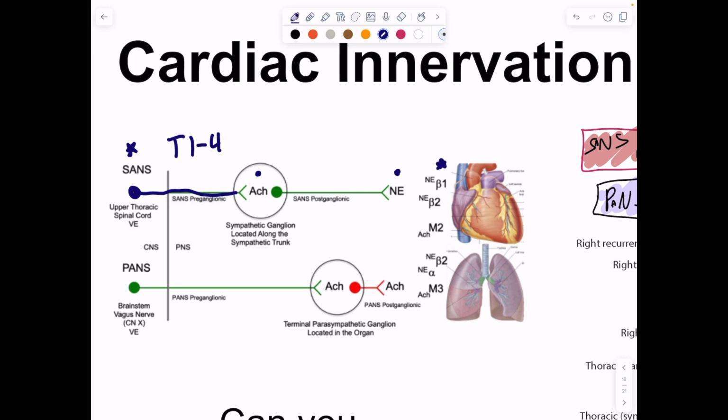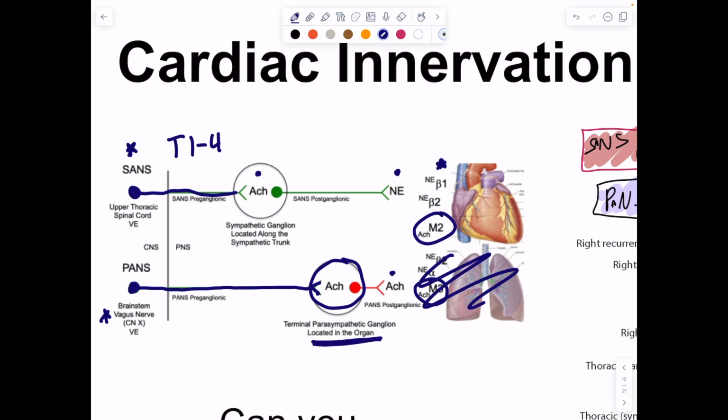The parasympathetic nervous system is basically the vagus nerve, which is a cranial nerve, and it's going to be super long. It's going to come down and synapse right in the organ. So the postganglionic neuron, the second neuron, is actually located in the organ itself, and the second one is going to use acetylcholine on muscarinic receptors on the heart, okay?